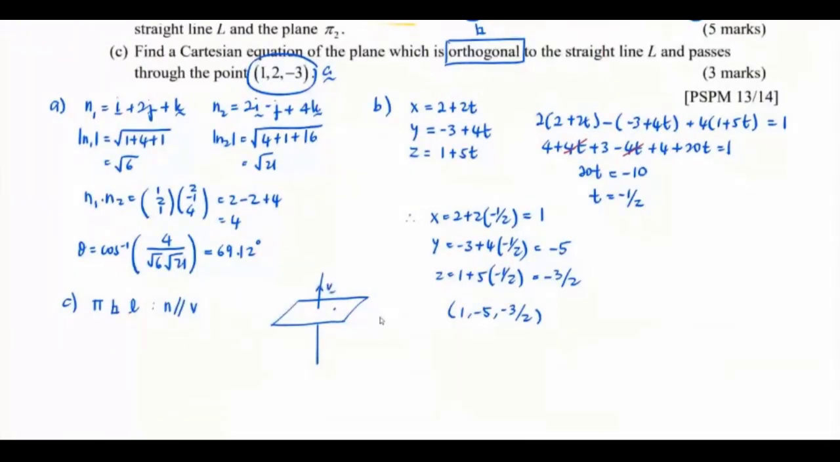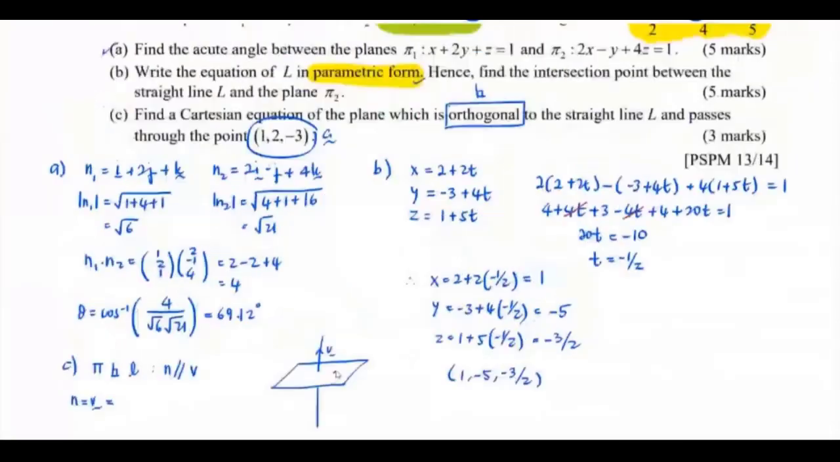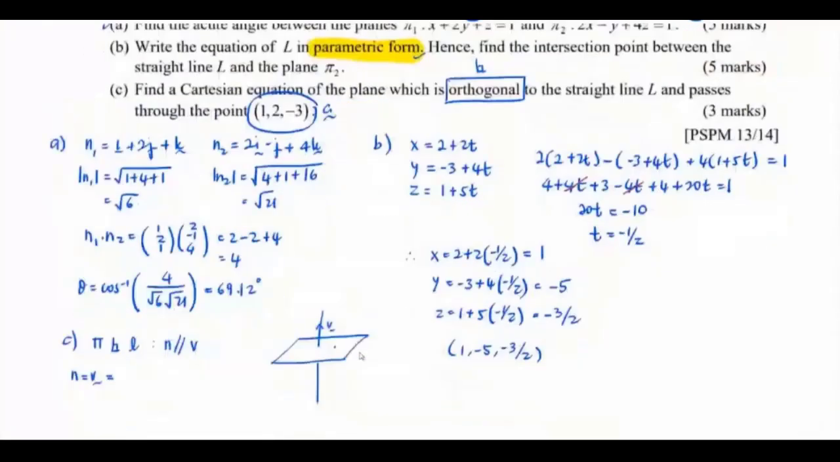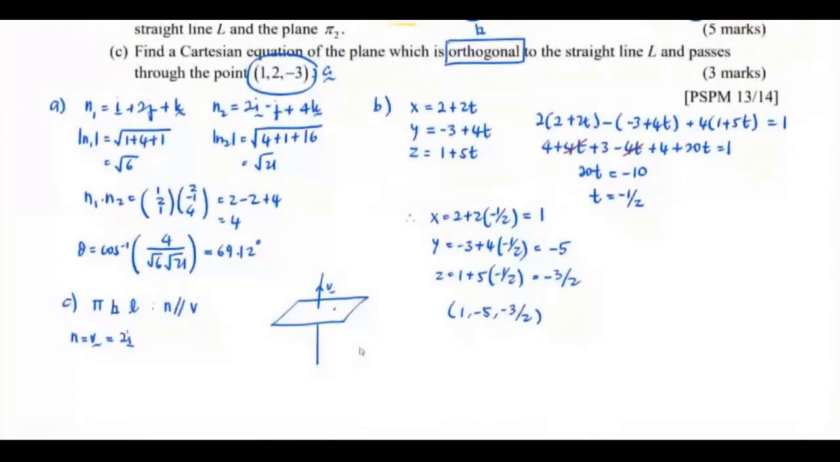Okay, so boleh pinjam daripada line. So N dia akan jadi sama dengan V. V kita ada adalah tadi 2 plus 4 plus 5. Okay, so will be 2I plus 4J plus 5K. And then the A already given there, which is I plus 2J minus 3K. So soalan minta Cartesian equation.